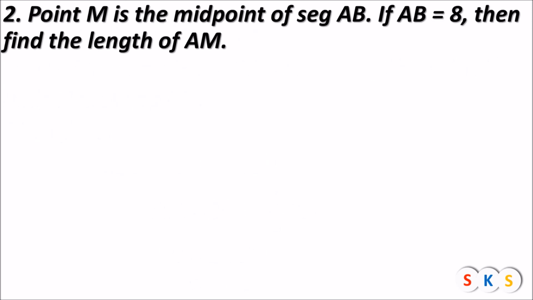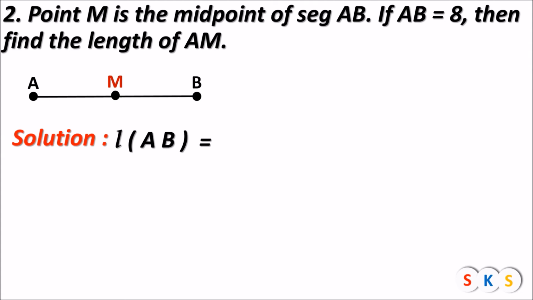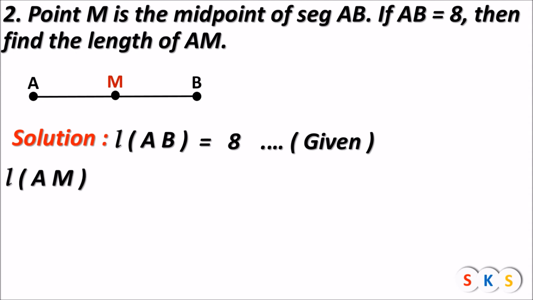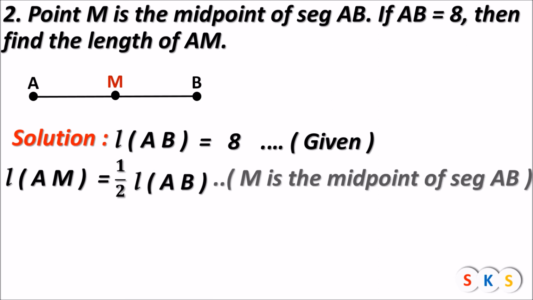Now here we have the next question. Point M is the midpoint of seg AB, and if AB equals 8, then find the length of AM. So here we will draw a figure as per the given question. Here M is the midpoint of segment AB. So, solution: the length AB is given as 8 centimeter. We are asked to find AM, and you know that AM will be half of AB. Why? Because M is the midpoint of segment AB.